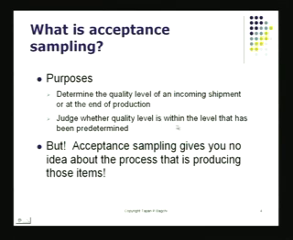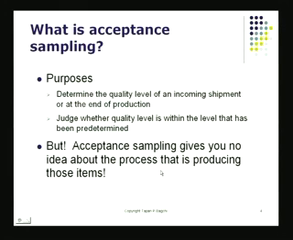What exactly is this business of acceptance sampling? The purposes are twofold. First of all, we determine the quality level of an incoming shipment. This is what we try to do by doing acceptance sampling. And also we try to determine whether the quality level of the parts that have been supplied in the lot is within an acceptable level, the acceptable quality level.